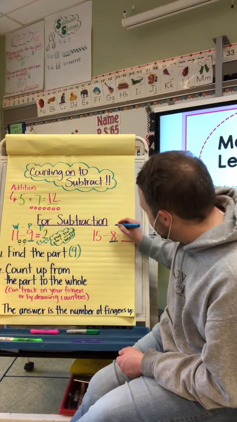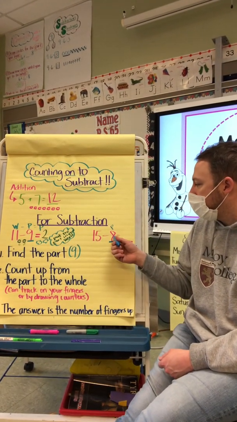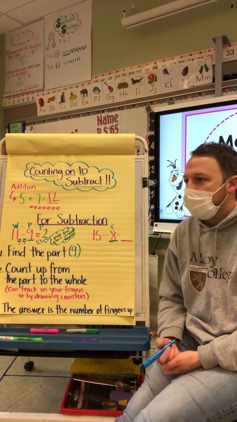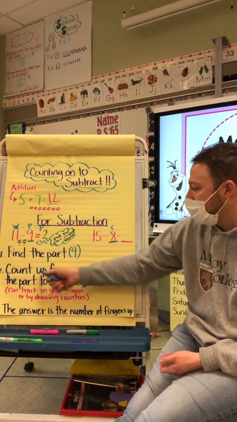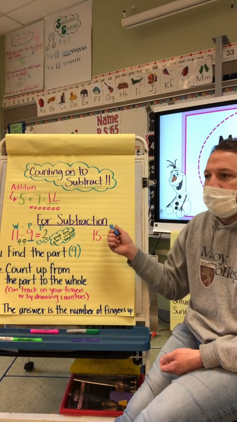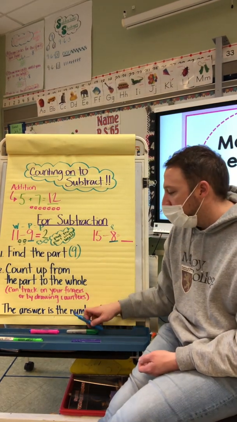So I can underline it. I'm going to put a P up there for you guys. And now I'm counting from 8 up to what number, friends? What's my whole? I have to count. So if I'm counting up from the part to the whole, I'm starting at 8 and going until I get to 15. Very good. So let's do this.